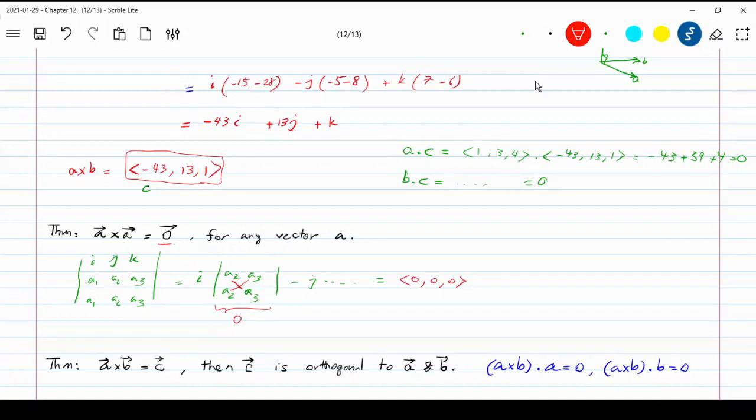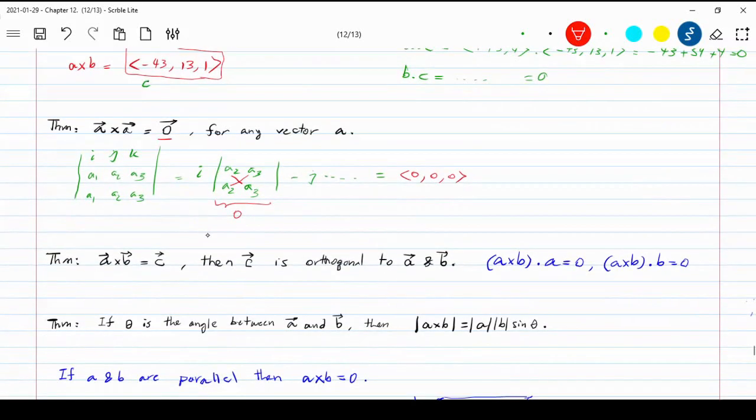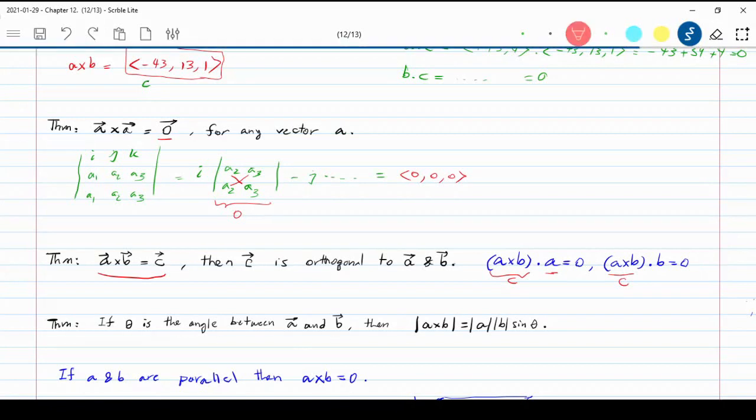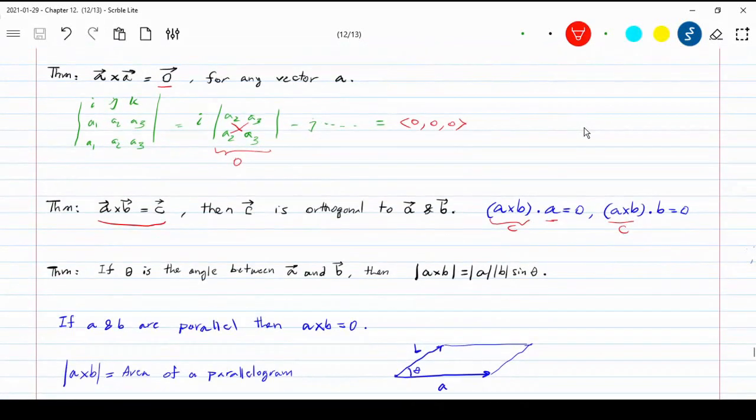So if you're calculating A cross A, then the result is simply 0. You don't really need to calculate that. And as I mentioned, if you calculate A cross B and you get a vector C, then C is orthogonal to both A and B, which means the dot product of C with A must be 0, and C dot product with B must be 0. This is something that we started the definition with.